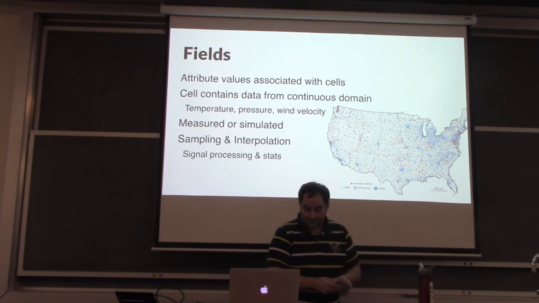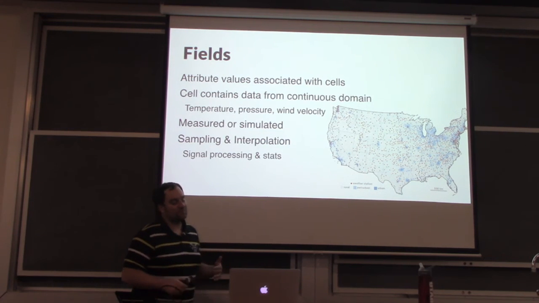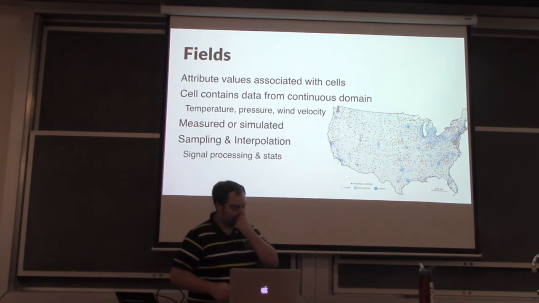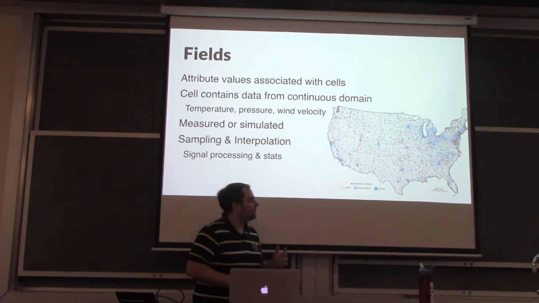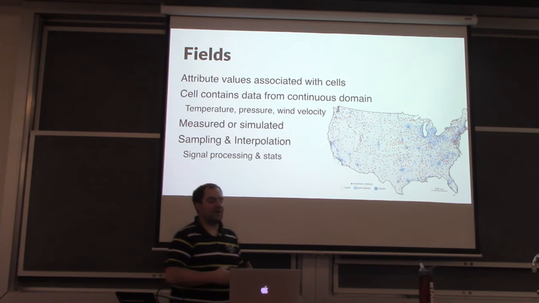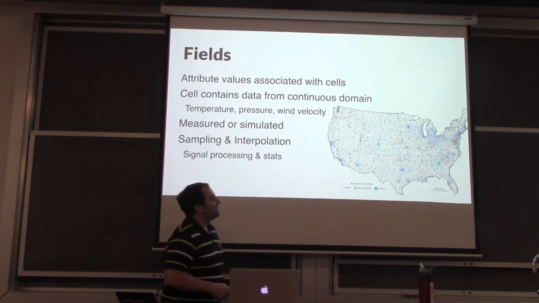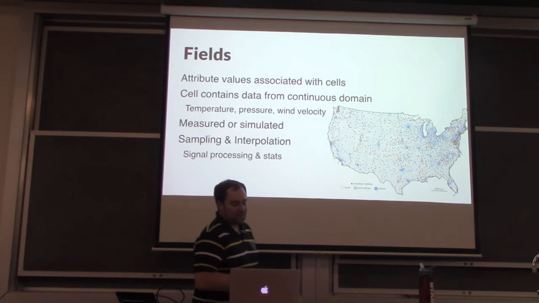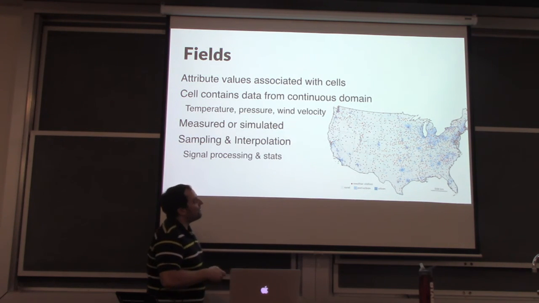So fields. In fields, what we really care about is to sample from a continuous domain. Here, for example, we have a map of weather stations across the United States, and what we are interested in are parameters like temperature, pressure, wind velocity, and so on.